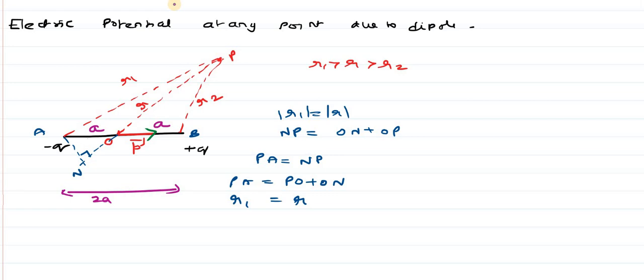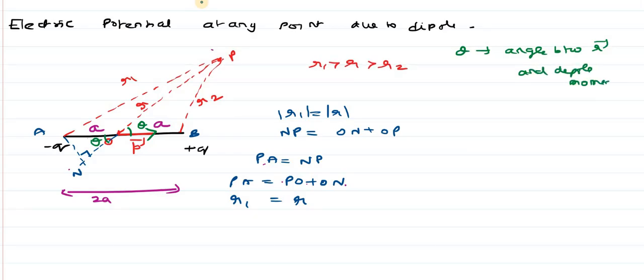So I have extended this central line so that now PA will be equal to NP, so PO plus ON, correct? PO is the R vector, I know. ON I don't know. So what have I considered here? I have considered the A, and here let us consider the theta. We know, as I just told you, that theta is the angle between the position vector and the dipole moment, correct? So theta we consider.